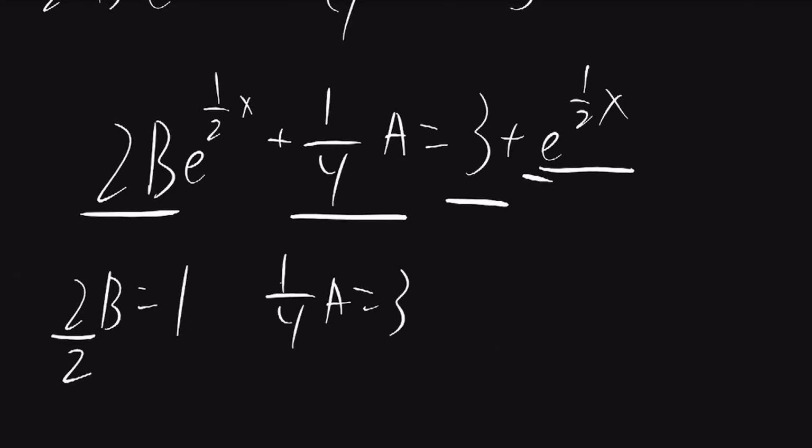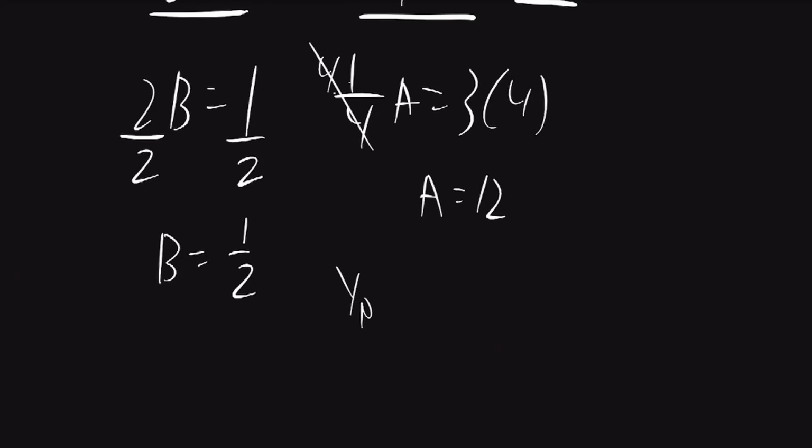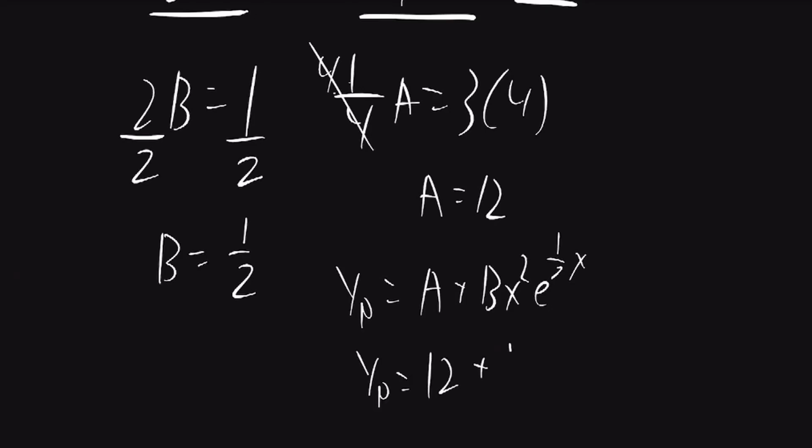We can divide both sides by 2 for this b expression. b will be equal to 1/2, and we can multiply 4 to both sides in the a expression. We'll get a is equal to 12. Earlier, we set yp equal to a plus b x^2 e^(1/2 x). So yp is going to be equal to 12 plus 1/2 x^2 e^(1/2 x).